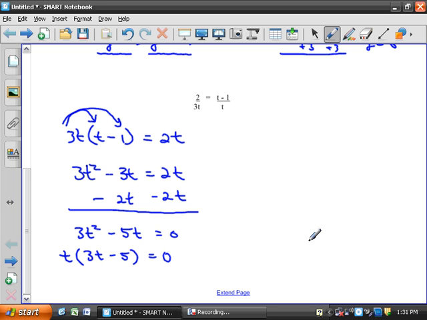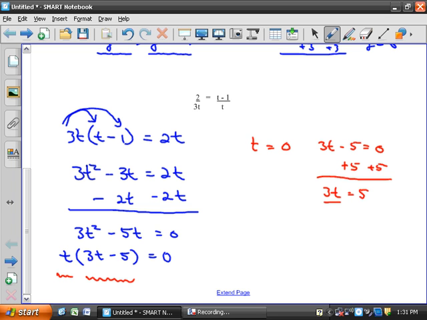Again, we're back to the case that this number times that number equals 0, which means one or both of them must be 0. So either t equals 0 or 3t minus 5 equals 0. As I solve for t in this problem, I'm going to end up with t equals 5/3.